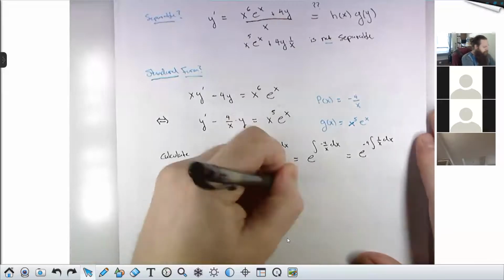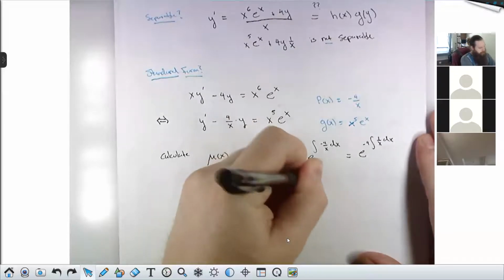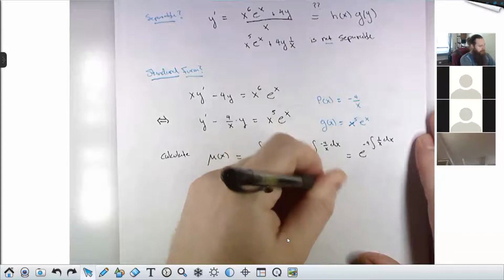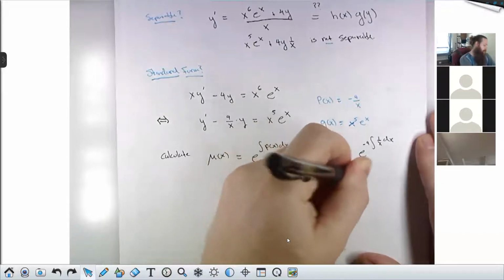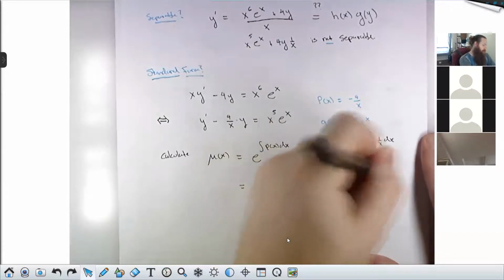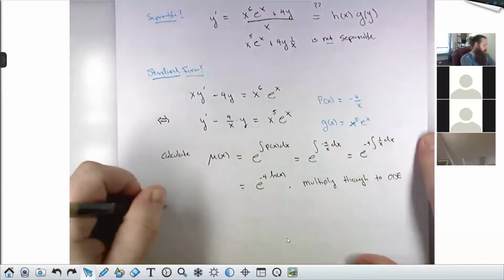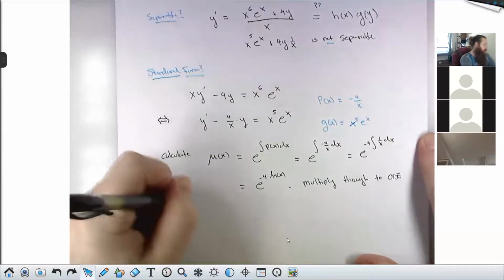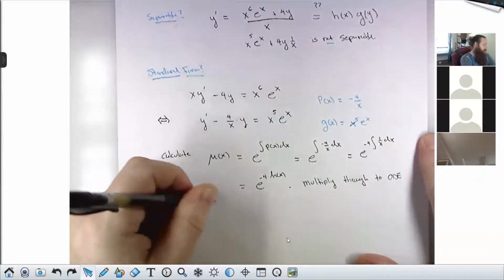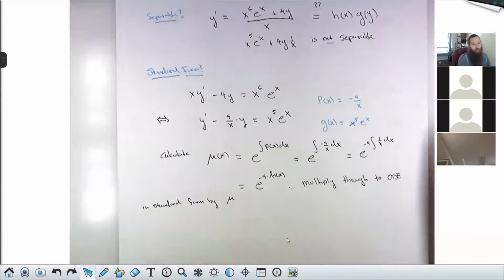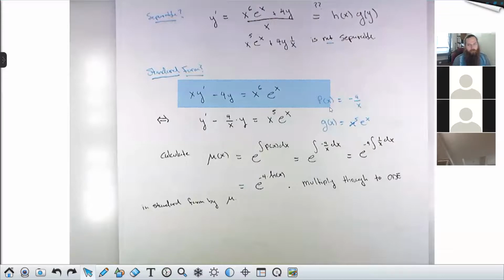Now I multiply through by this. Multiply through by mu, and it has to be the version in standard form. Remember, that's a big deal. If I multiply through this by mu, nothing good happens. If I multiply through this by mu, good things happen.